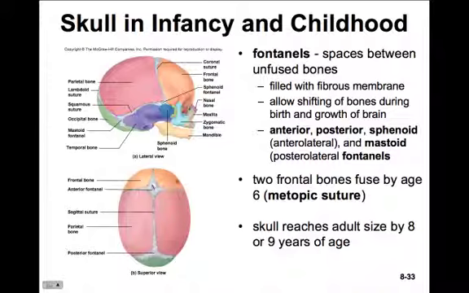The two frontal bones are going to be fused by the age of 6, so we only ever really see one. And the skull is going to reach adult size by the age of 8 or 9 years. And so all these sutures will begin to fuse together. At that point, all the fontanelles will have disappeared and the sutures will be truly in place.